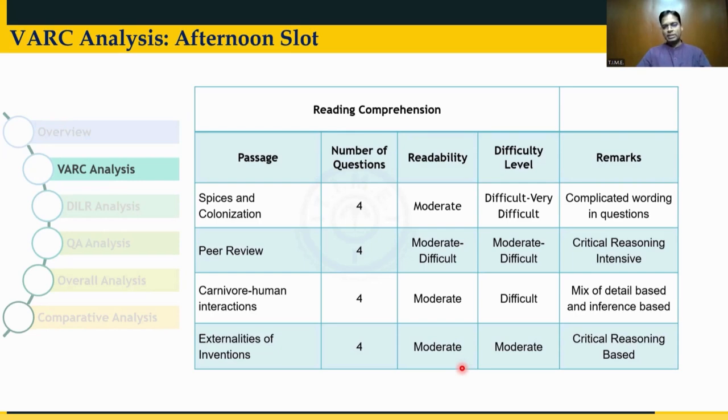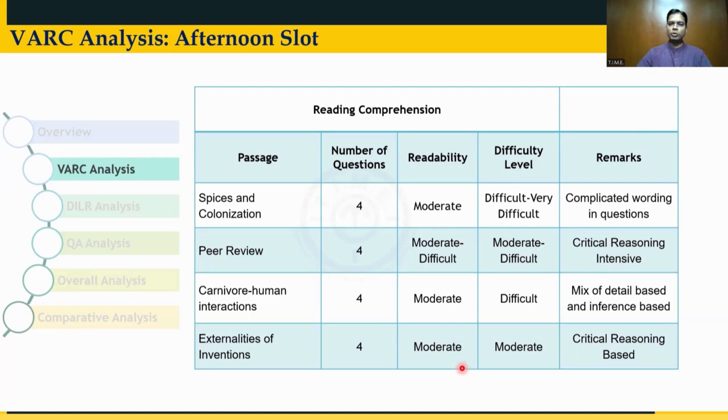And then there was a passage, the third one, on carnivore and human interactions, about how increasing interaction between wild animals and humans who feed them or go and settle near their wild habitats. So what's the effect of this? So there was a very interesting read, and it was not tough to read. So moderate difficulty in terms of readability, but the overall difficulty became difficult, as I explained earlier, because every question had close choices.